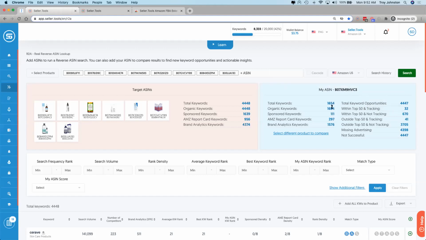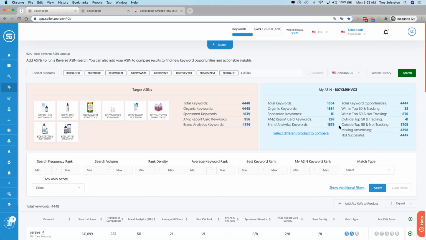So we've run a reverse ASIN against our product here. We can see the total number of keywords, organic keywords. Now, again, you can compare this to your target ASINs. If you're running, let's say, what I call a heads up, where you're running one ASIN versus yours, you can, again, easily compare that. But we would expect a pretty sizable difference here for the total number of keywords compared to the target ASINs that we've searched. Total number of sponsored keywords, again, that we're running sponsored ads for, AIMSI report card results, and then brand analytics keywords. And for a single ASIN, that's pretty healthy.